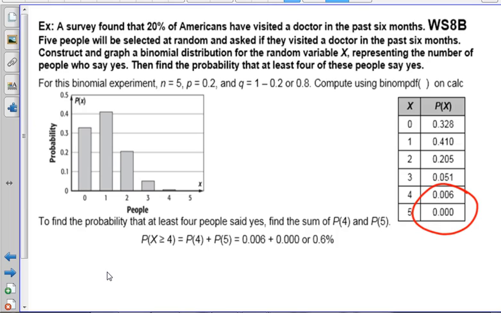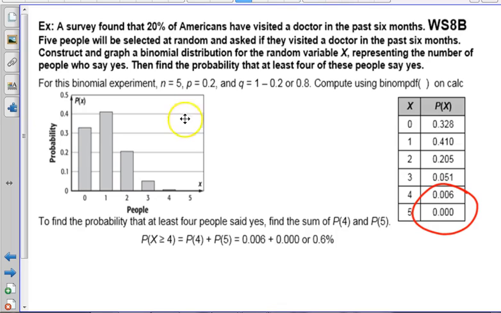Okay, that random variable thing always throws people, okay? Just ignore it. Just read it as the number of people who said yes, okay? So if we are asking 5 people, we could have 0, 1, 2, 3, 4, or 5 say yes, they have visited the doctor in the past 6 months, okay? So this is a binomial probability because it's success or failure. It's either yes or no, right?